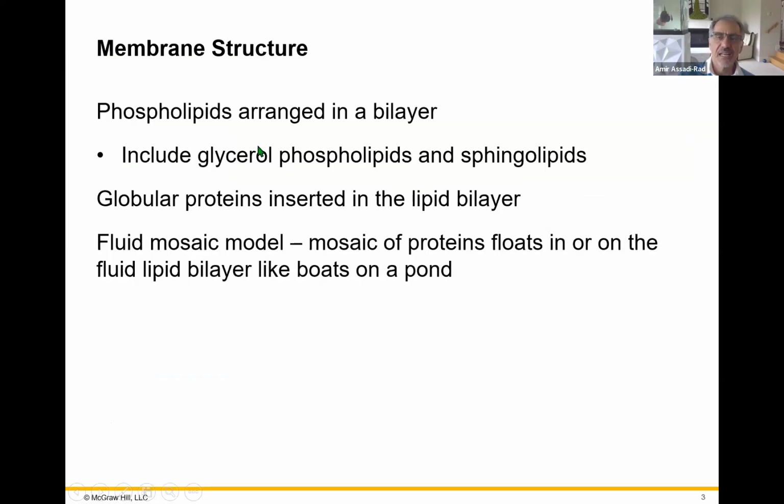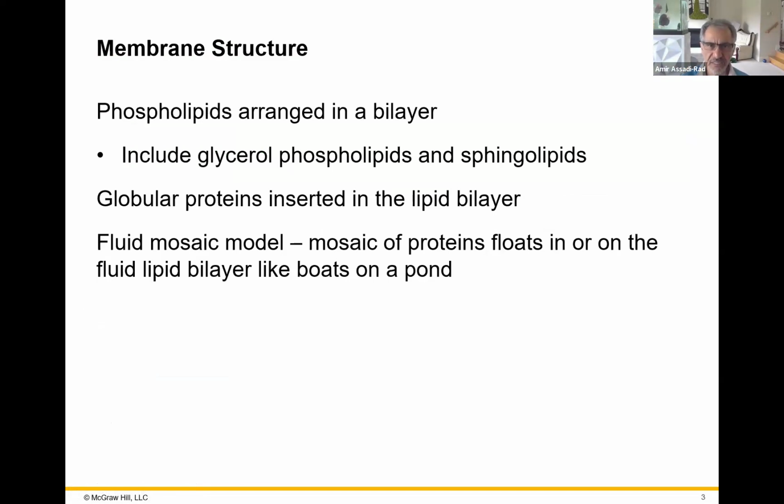Phospholipids are arranged in a bilayer. In the last exam, you learned the structure of the phospholipid. It is very important for the rest of your life, as long as you're in biology. It includes glycerol phospholipids and sphingolipids. We'll talk about that.